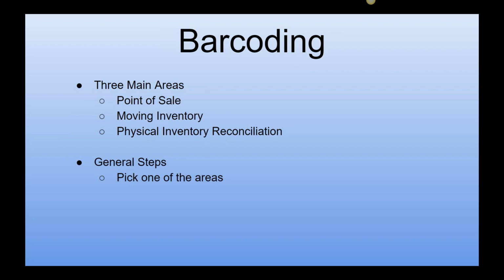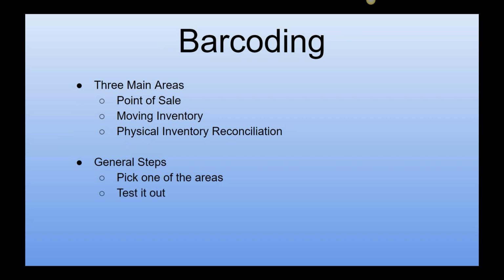The general steps to get going with barcoding are, first of all, you're going to pick one of these areas that is of most interest to you. So if it's point of sale, you're going to pick that one, or moving inventory, you're going to pick that one. You're not going to do all three at the same time. You're going to pick one, focus on it, and do that one. Once you have that one implemented, then you would move on to another one if you want to. So step number one is you pick one of those types.